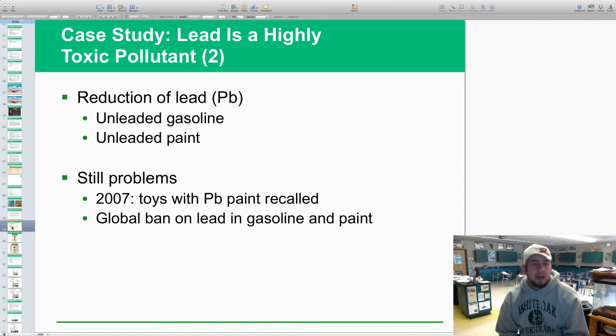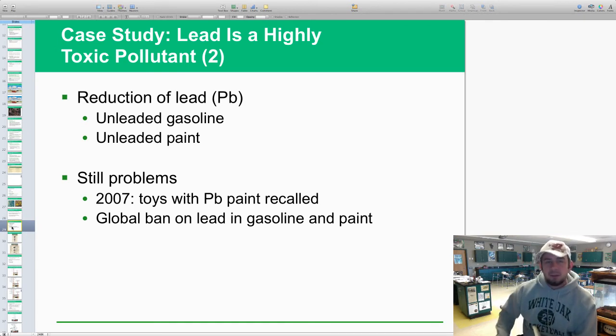We have seen a reduction of lead, and the biggest two reasons are that we don't use leaded gasoline anymore here in developed nations, or leaded paint. There are still problems, though. I remember this was a while ago, in 2007, there was a huge recall of painted toys that were coming out of, I think, a third world nation, and they had to recall those toys because the paint they used had lead in it. It was not unleaded paint, it was leaded paint, and so that could have caused very, very big problems for children here in the U.S. as well as other nations that purchased those toys. There's also a global ban on lead in gasoline and paint now, so we shouldn't have that problem anymore, but that was our problem with lead back in the day.